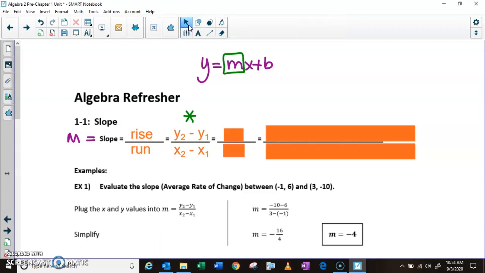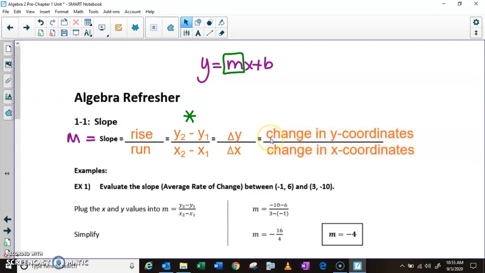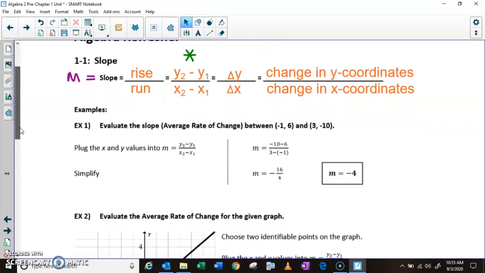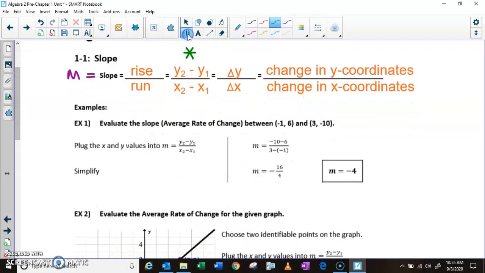We can also designate that as the change in the y over the change in the x, where the delta, the triangle, represents the change, or in words, the change in the y coordinates over the change in the x coordinates. All of that is review from Algebra 1. So let's get started with finding some slopes. Another name for slope is the average rate of change, AROC for average rate of change.